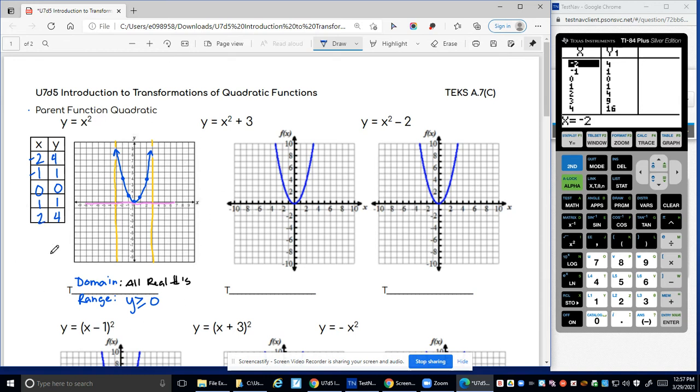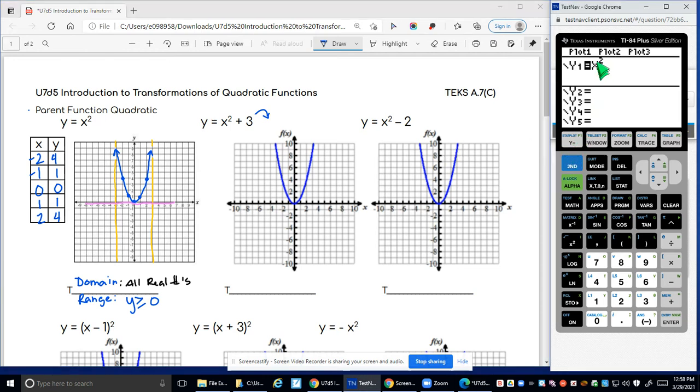Now let's look at what happens when we have y equals x squared plus 3. On each of these graphs, the parent quadratic is already plotted. I'll go to y2 in my calculator, type in the same thing, x squared, but this time plus 3, and go to my graph. Here's our first one and here's our second one. When it slides like this, we call it translating up.